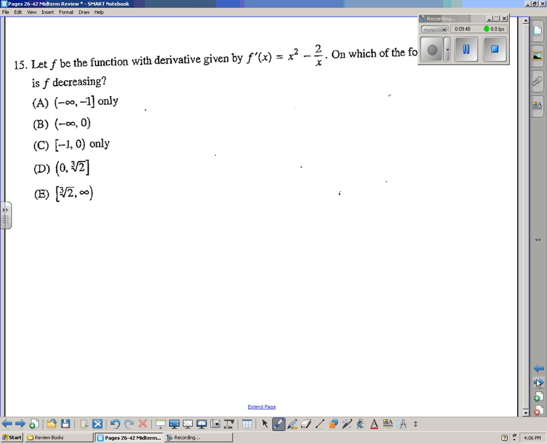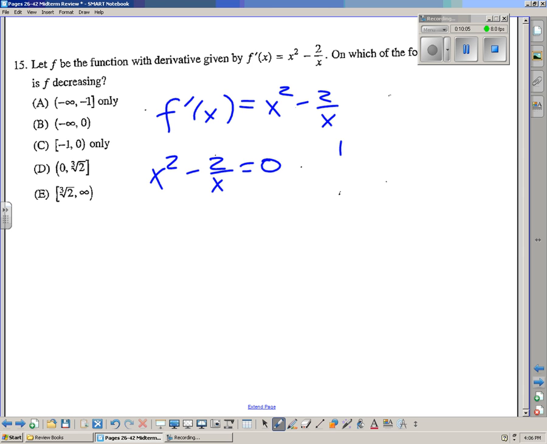15, let f be the function with the derivative given by f prime of x equals x squared minus 2 over x. On which of the following intervals is f decreasing? So we need to make a number line here, which involves, first of all, finding critical values. They already were nice enough and gave us f prime. So we need to find out where this thing is equal to 0, and we need to find out where the derivative does not exist.